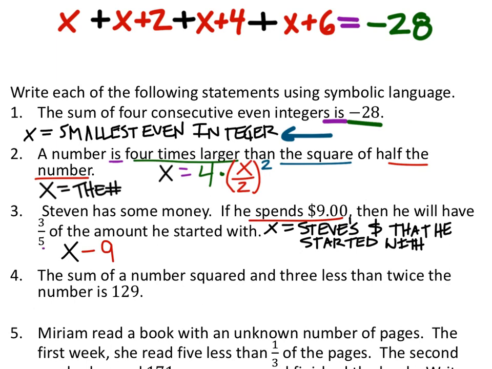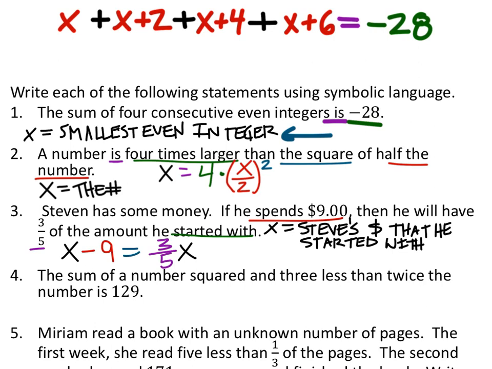But then it says he'll have 3/5 of the amount. So 3/5 of the amount he started with, which for us is x. So if we multiply 3/5 by the money he started with, that would tell us how much money it would be for him taking away $9. Well, there's one more thing on this. We're supposed to be writing an equation, so there's the equal sign that's missing. And it says it's the same thing. If he spends $9, it's the same thing as having 3/5 of what he started with. So these two are equal. Now again, it's not required that we solve this, even though this one you guys would be able to.